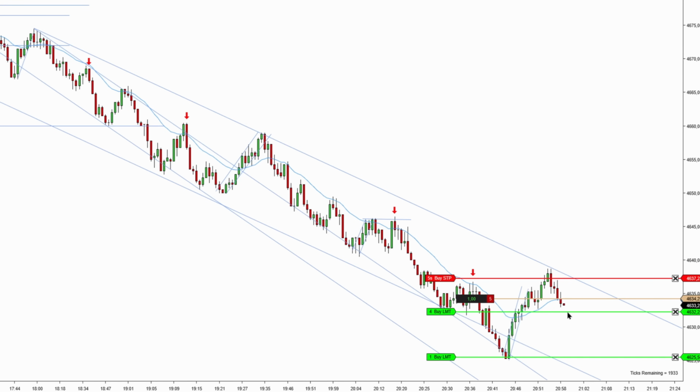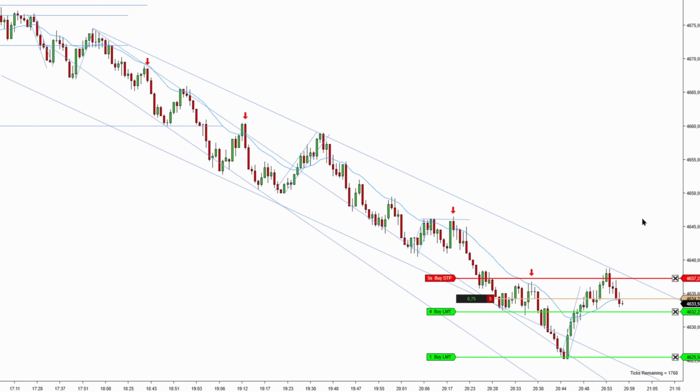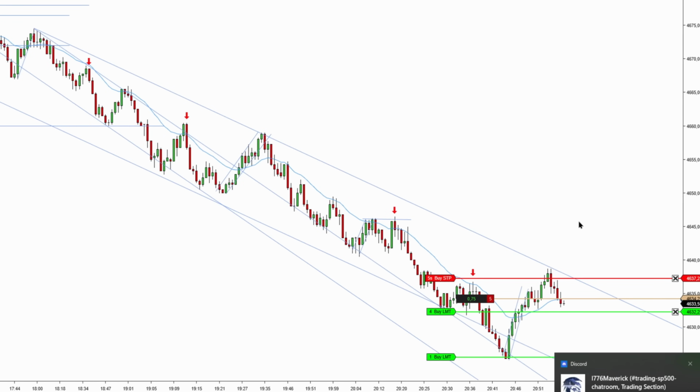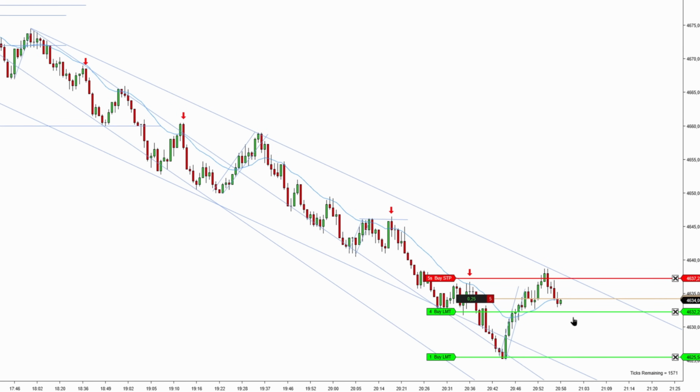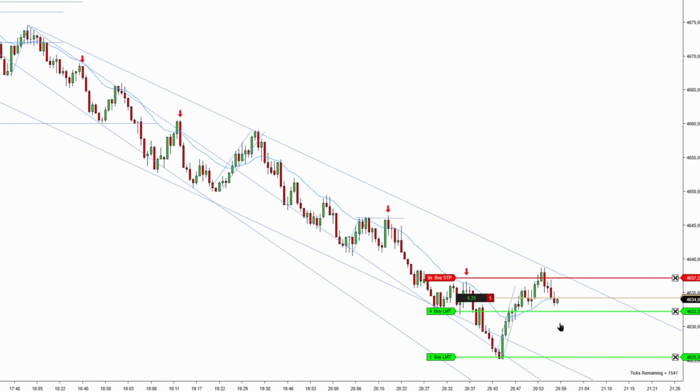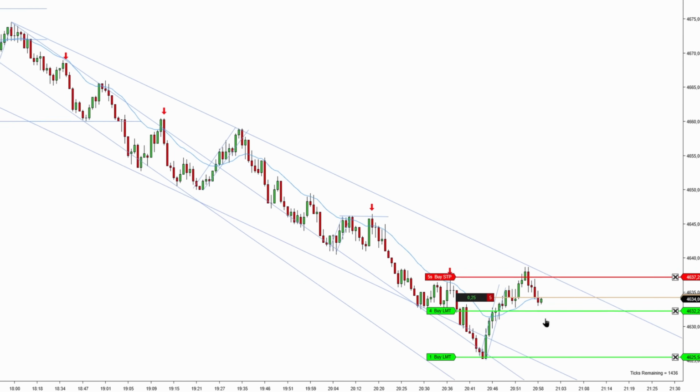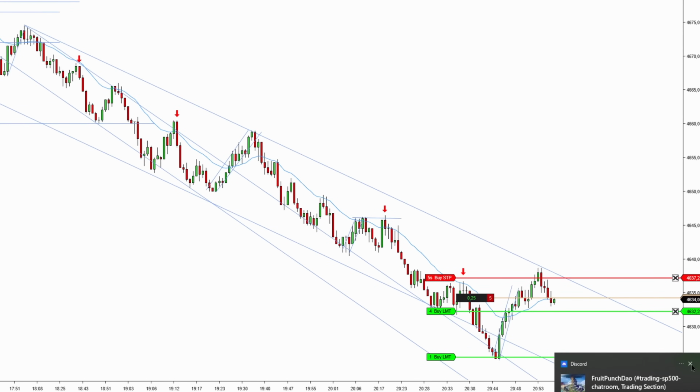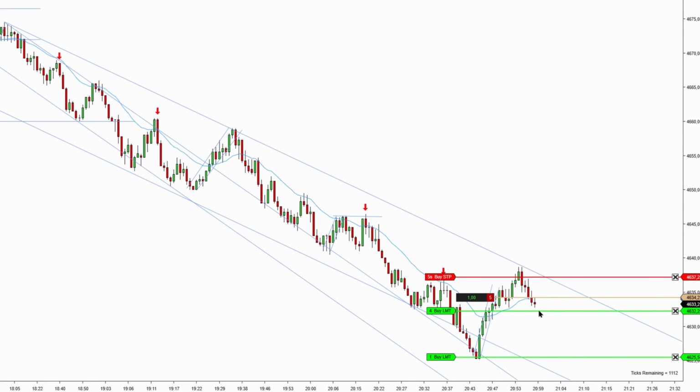Let's see how this bar ends. Come on. We're getting some rejection here. We're a few ticks from getting filled. Come on. This is going to be my last trade. I was about to be done for the day. Took 2 trades.